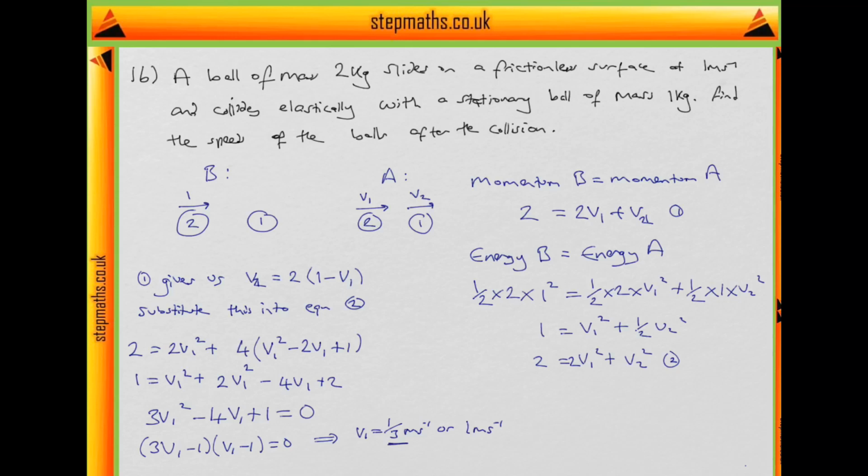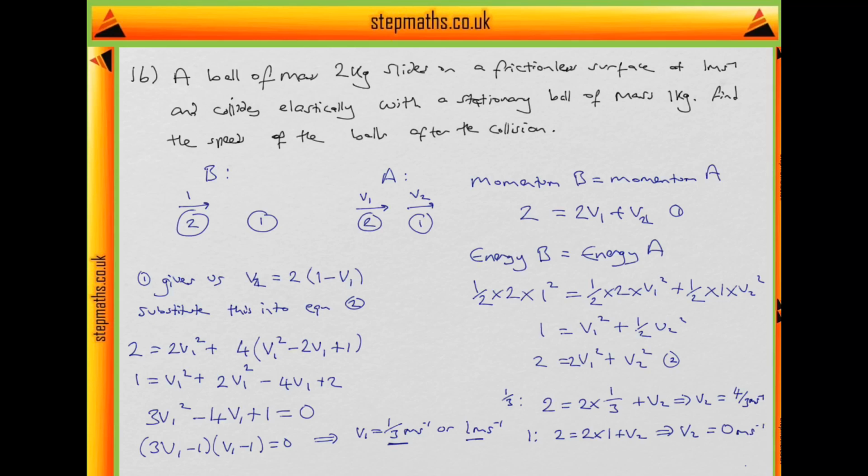We can substitute that into our equation 1 to give us 2 equals 2 times 1/3 plus v2, which tells us that v2 equals 4/3 meters per second. So this is for 1/3. And then v1 equals 1 tells us that 2 equals 2 times 1 plus v2, which tells us v2 in fact would be 0 meters per second.